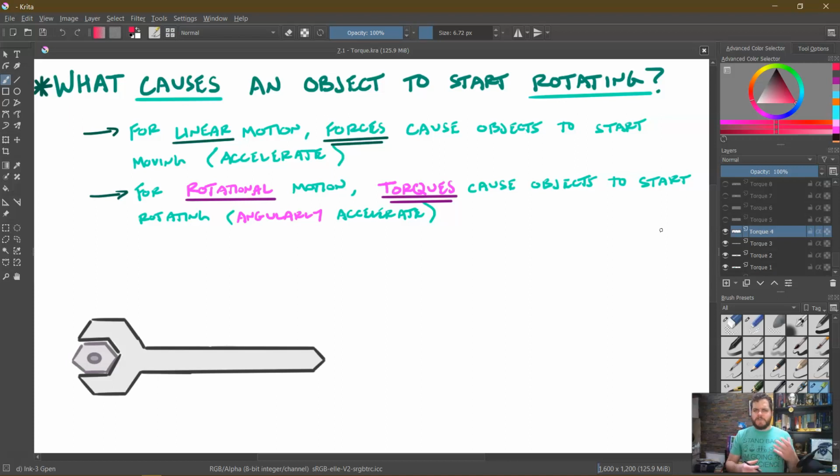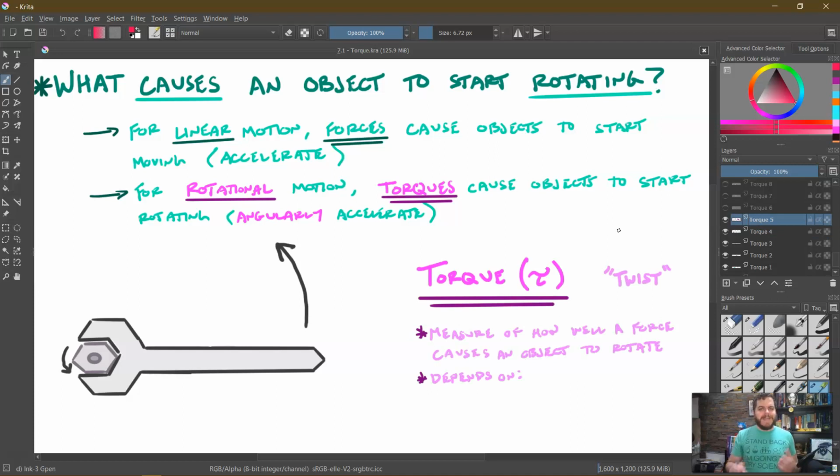So let's say I have this wrench here, and I want this wrench to rotate around so that it will rotate this bolt. So our axis of rotation is going to be right here on this bolt. Well, I can rotate it by applying a torque. And a torque is, in essence, kind of a twist. If a force is a push or a pull, a torque is a twist around an axis of rotation.